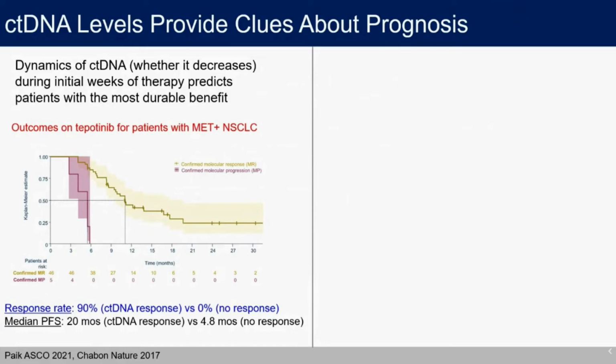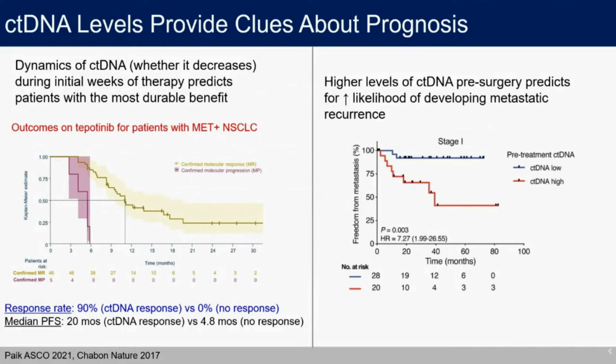So 90% in one group versus 0% in one group, and dramatic differences in the amount of time that someone can stay on therapy before the cancer progresses, to the tune of 5 months versus 20 months. And if we advance, we can see that similar concepts hold for the polar opposite end, stage 1 lung cancer.